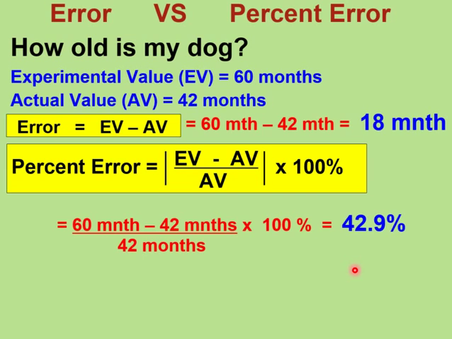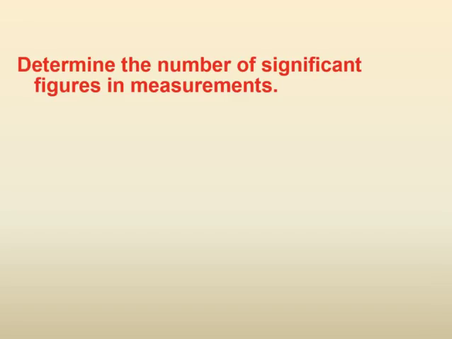You might think, oh, I wasn't off by that much. I was only off by 18 months. Well, compared to her actual age of 42, 18 months is a pretty big chunk of her life. All right, you're 42.9% off. That's a pretty large percent error. Let's move on to determining the number of significant figures in a measurement.